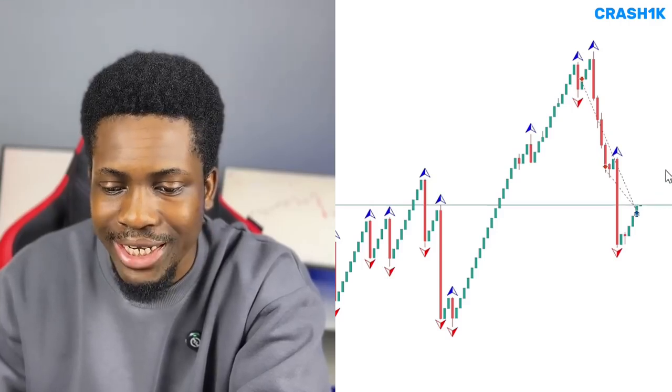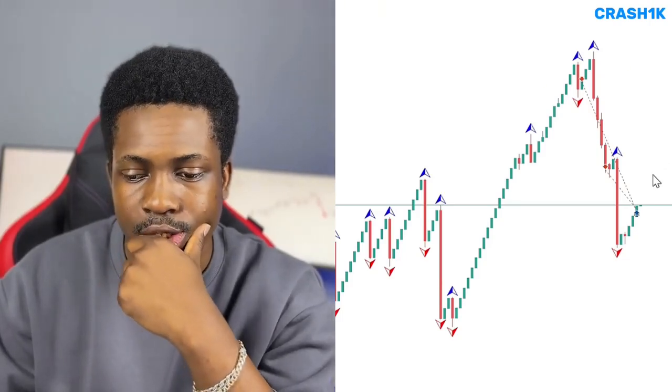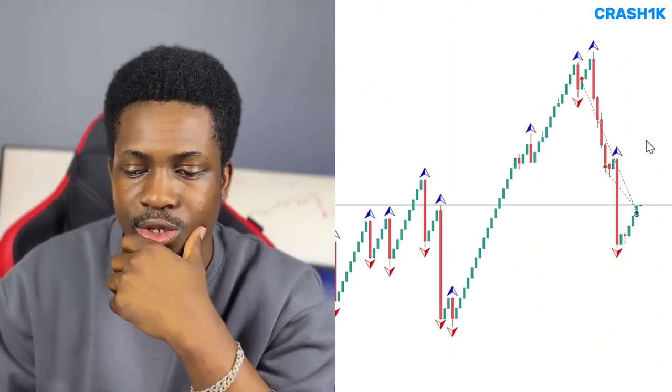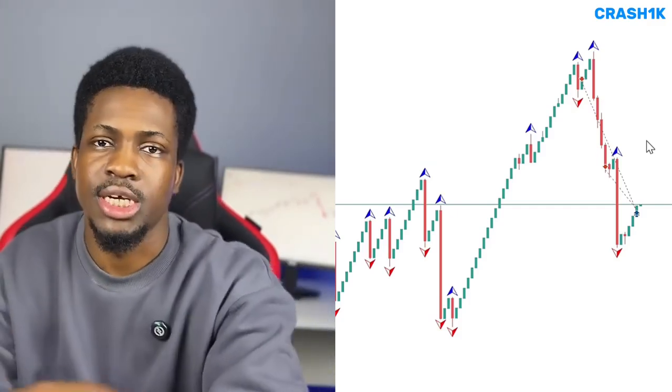So when it gets to around this region, or maybe just before it, I want to go into a trade again, and maybe place a stop loss just right above this level, just like that. So guys, we'll just wait and see how this goes.